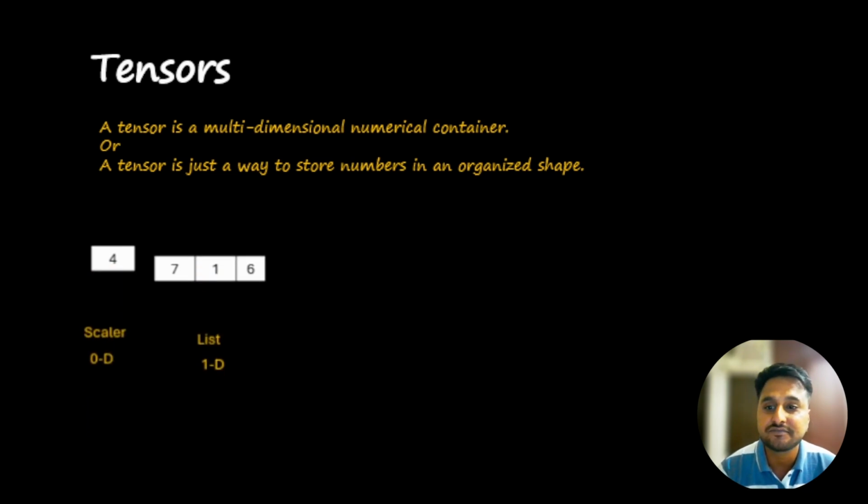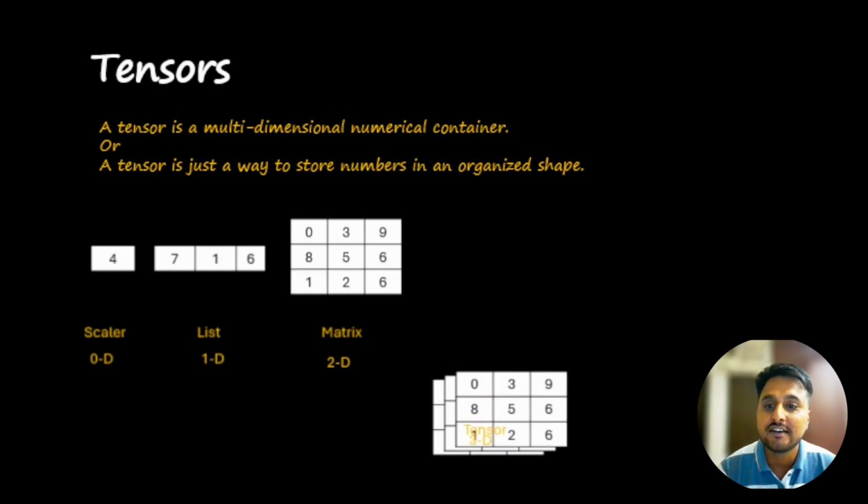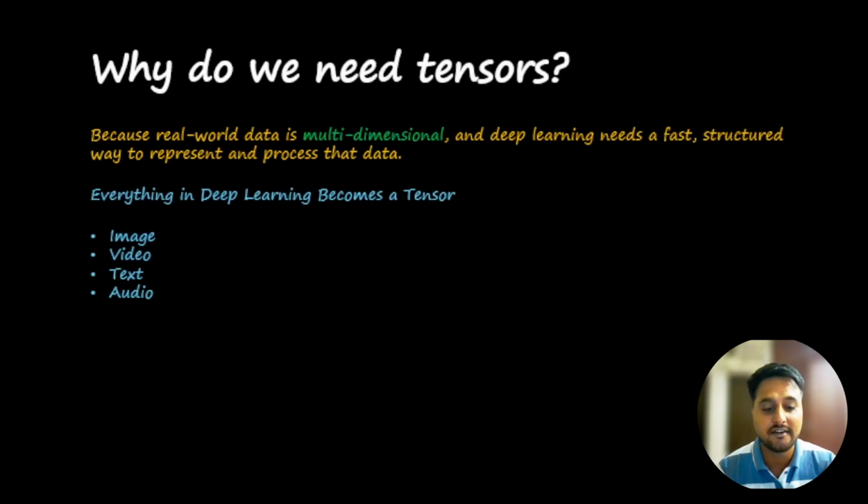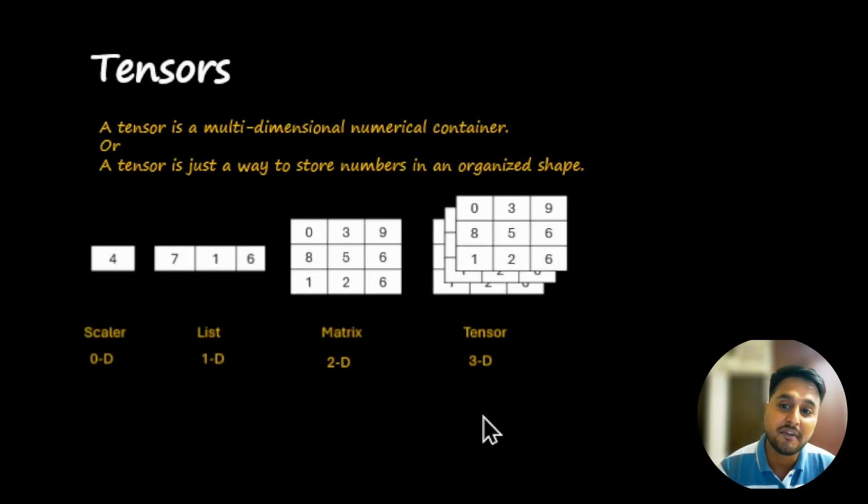As we can see, scalar, list, matrix, and the dimensions, and those with more than 3 dimensions we call tensors. So another way to say it is that a tensor is just a way to store numbers in an organized shape, and the shape tells you how the numbers are arranged. Without shape, numbers are just a mess, and with shape they become meaningful.